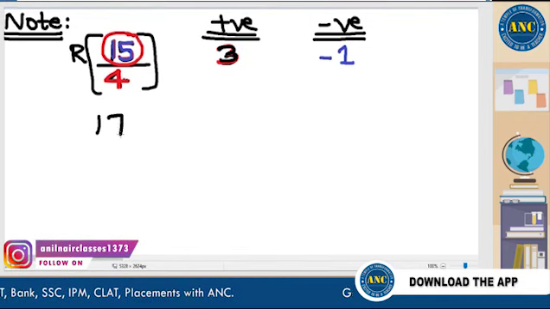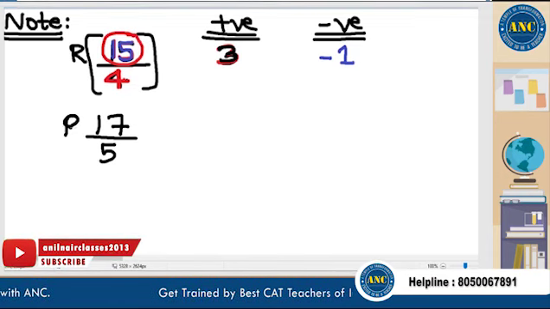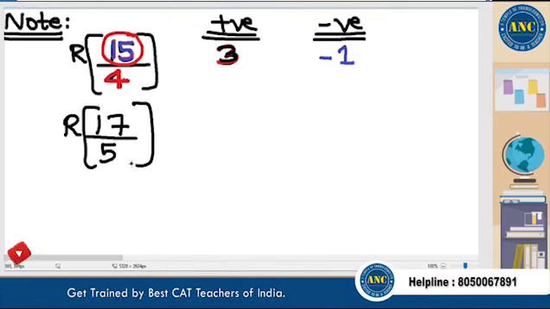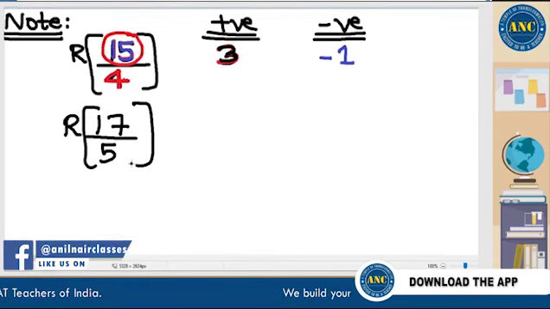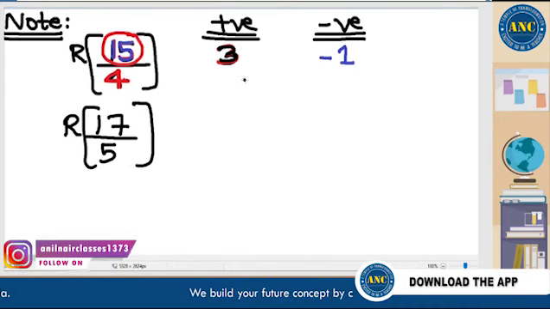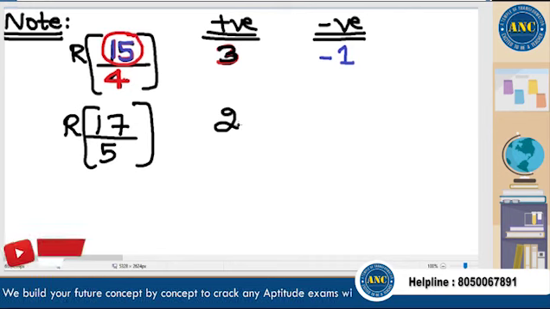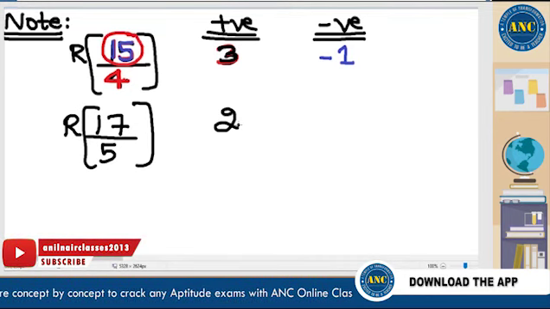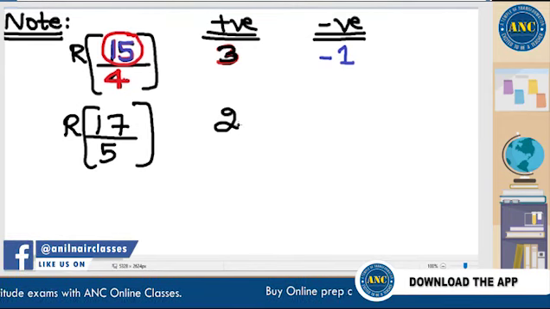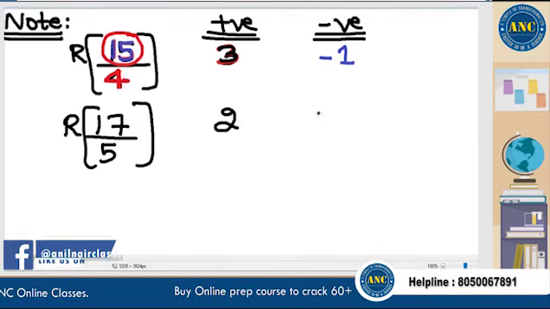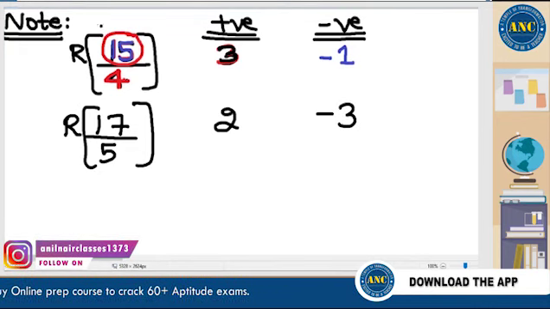Suppose for example, I have a number 17. I will divide this number by 5 and I will find the remainder. 5 into 3 is 15. Take a multiple of 5 which is closer to 17 but less than 17. It is 15. Difference between 15 and 17 is 2. That is positive remainder. Negative remainder: take a multiple of 5 which is closer to 17 but greater than 17. How much is it? 20. What is the difference between 17 and 20? It is 3. Write down 3, put a negative sign.